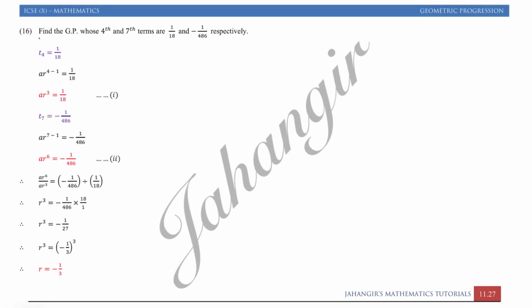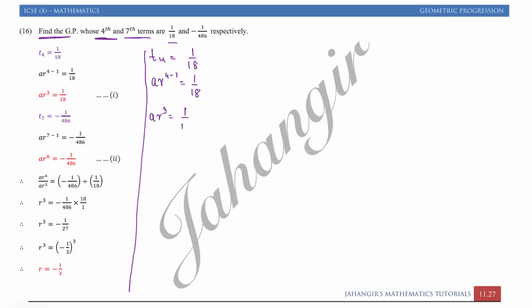Question 16. Find the GP whose fourth and seventh terms are 1 by 18 and minus 1 by 486. You have to find the GP. It's a similar question, same as question 15. So here we will write T4 is equal to 1 upon 18. So T4 can be written as A into R raised to 4 minus 1, that is 1 by 18. So this can be written as A into R raised to 3 is 1 by 18. This is my first equation.